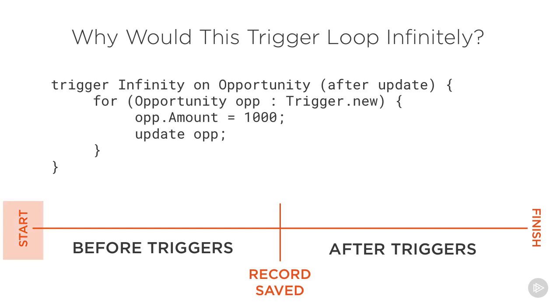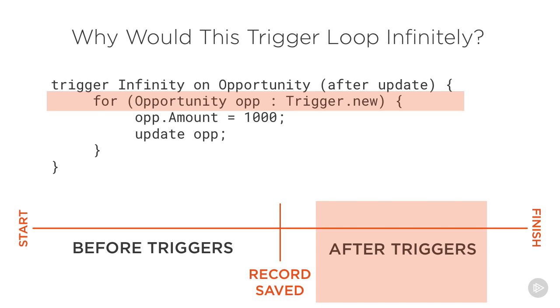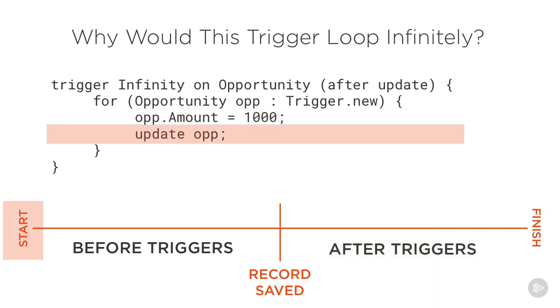First, an opportunity is updated somewhere, which kicks off our database event timeline. All before triggers are run. Then records in trigger.new get saved and system fields are updated. Now our after trigger starts to execute. Our trigger loop begins. We update the opportunity amount field. And finally, we explicitly save our work, which kicks off a brand new database event timeline.